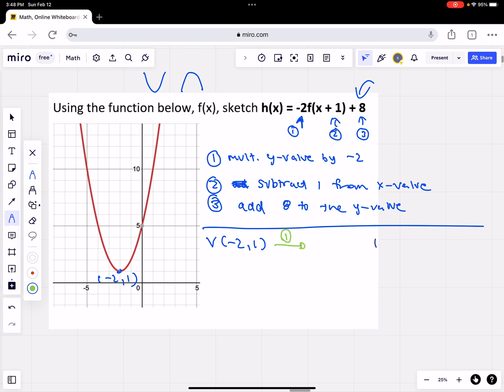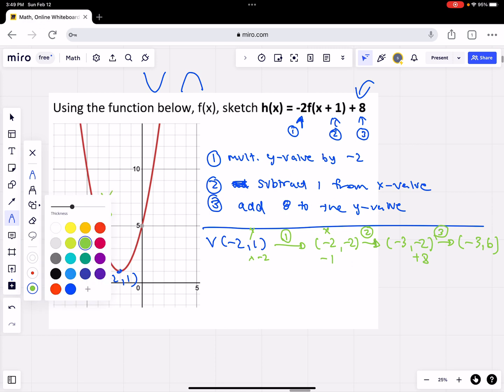So step 1, multiply the y value by -2, times that by -2. So -2, -2. Step 2, subtract 1 from the x value. So subtract 1 from the x value, that gives me -3, -2. So that was step number 2. Step number 3, add 8 to the previous y value. So add 8 onto -2, I'm getting -3, 6. So -3, 6, I guess that's the new vertex.